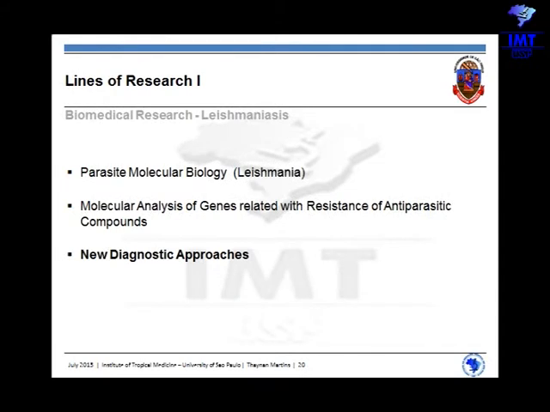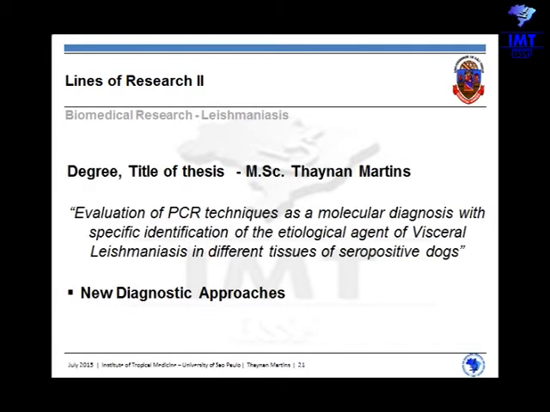So our laboratory has mainly 3 lines of research. The parasite molecular biology, and we mainly use Leishmania. The molecular analysis of genes related with resistance and antiparasite compounds, as I showed you, the parasite has become resistant to some compounds, some drugs. And new diagnostic approaches, because we need to improve the diagnosis to identify the disease early and treat it as fast as we can.